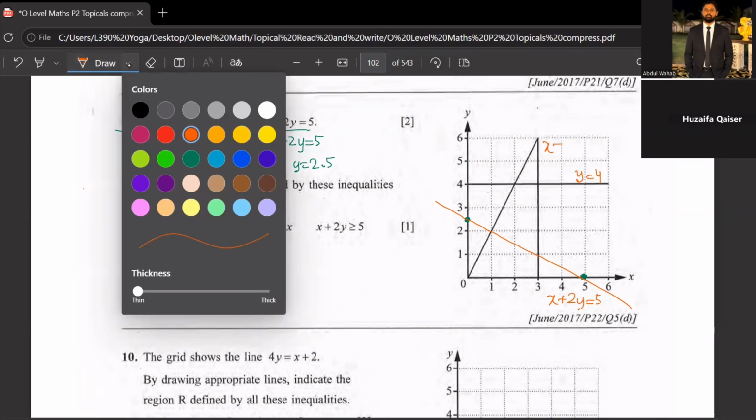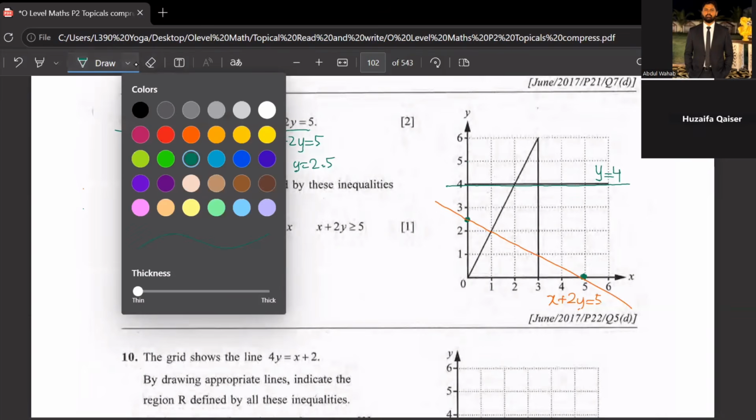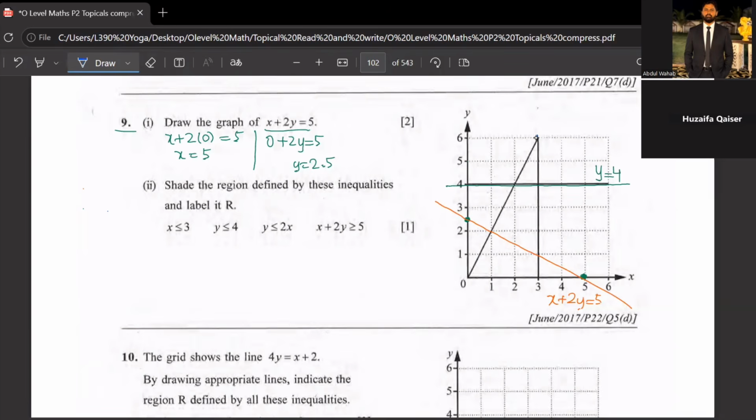If I change the marker so that the color can easily be seen. What is the equation of this line? I told you earlier, this line is parallel to the x-axis. Y is equal to 4 is the equation of this line. And if I say tell me the equation of this line, can you tell me? This is x is equal to 8.